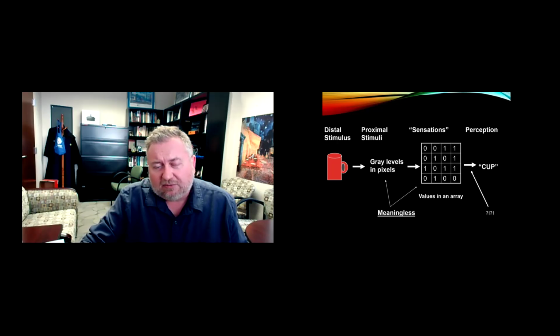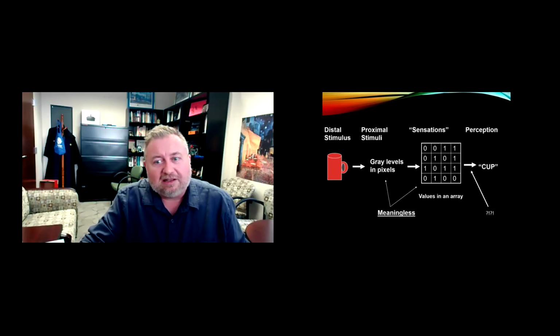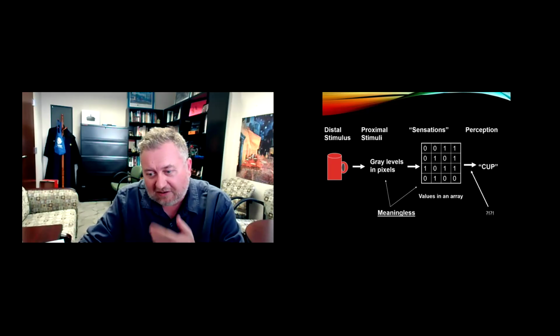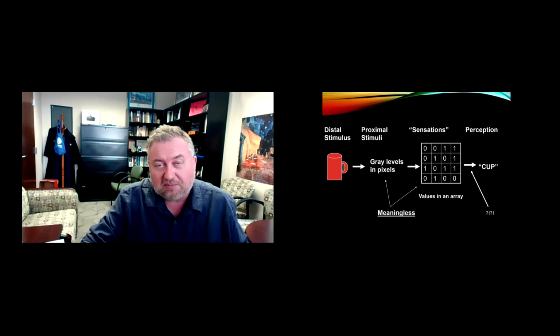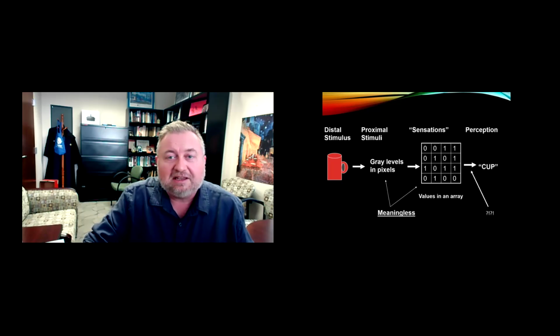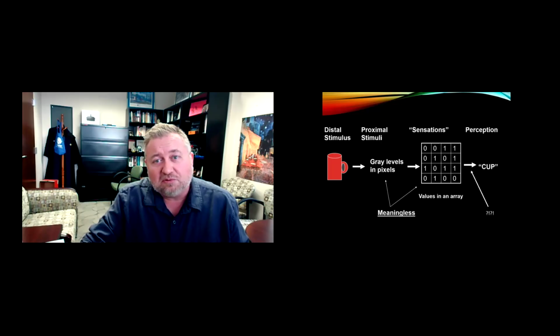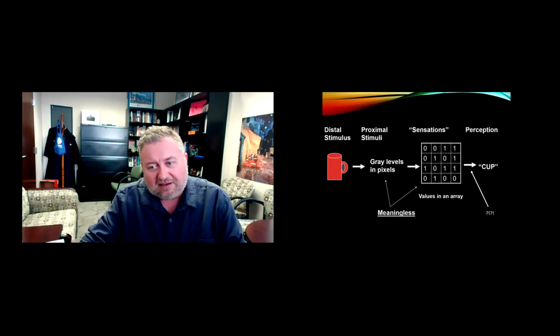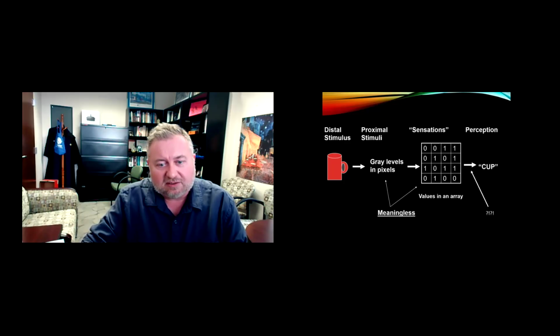And then somehow I have to extract from this gray level array, this information about brightness values in this two-dimensional array, that there's a cup. It's that last arrow I'm talking about, going from sensation to perception. And here I have this little notation, question mark, exclamation mark. What the heck is going on? How does this work? It seems to be a semi-miraculous process that we could make this work.